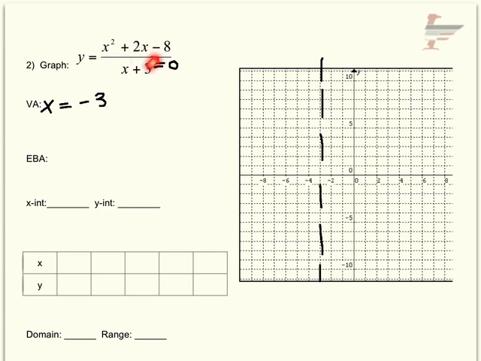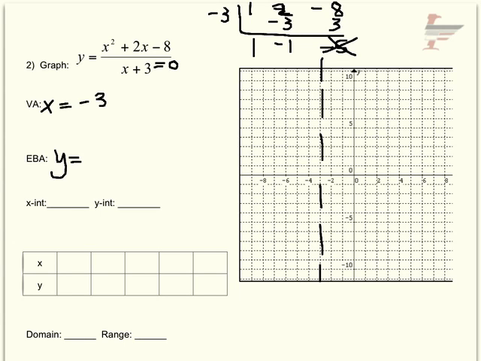it out, so thankfully I can do synthetic since I'm dividing by a nice linear expression. So the coefficients of my numerator expression are 1, 2, -8. 1, 2, and that's a 2, sorry, and -8, and then I'll divide by the solution of the denominator, so that's -3. So carry down, then you multiply these, add, multiply, and then I don't care about that remainder, but I know my end behavior asymptote will be y equals x minus 1.